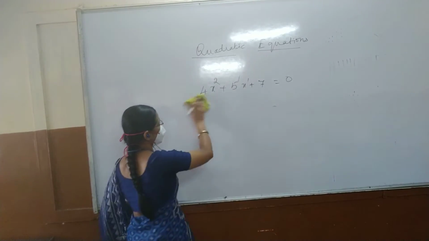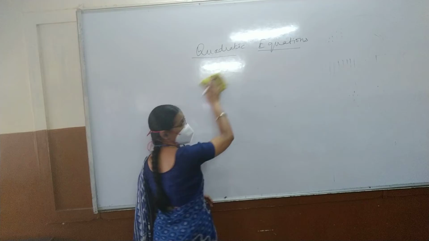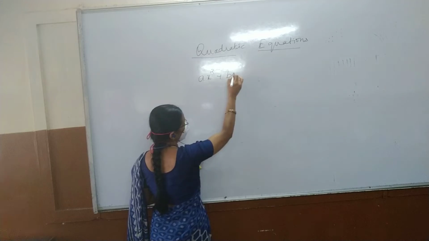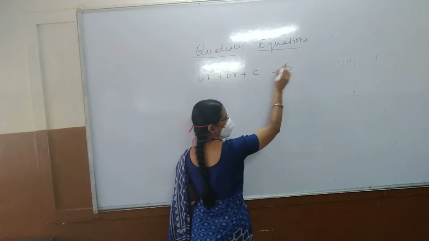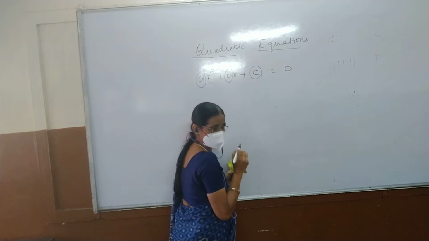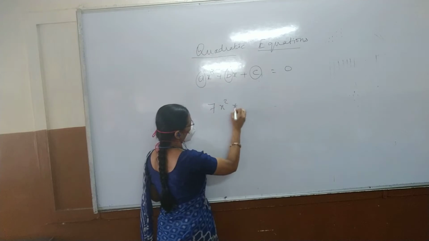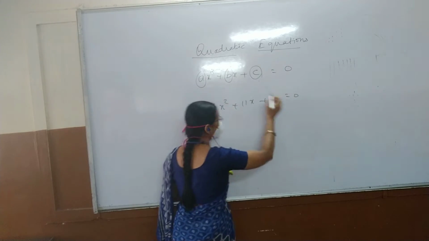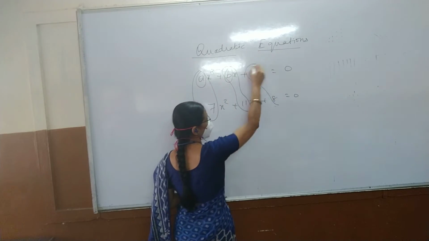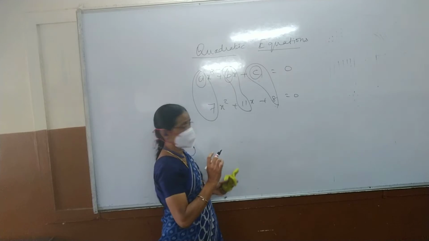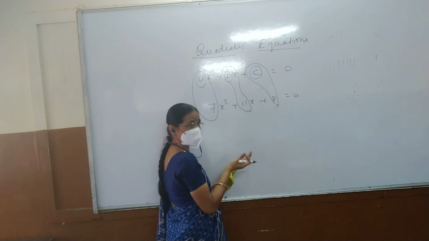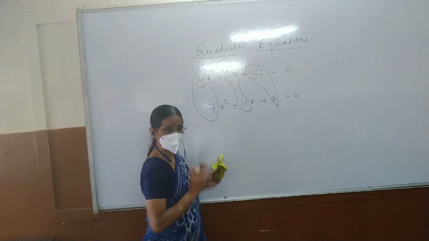First let us understand what is the standard form of a quadratic equation. Standard form is ax squared plus bx plus c equal to 0. What are this a, b and c? They are all constants. Like 7x squared plus 11x plus 8. What is a here? A is equal to 7, b is 11 and c is 8.